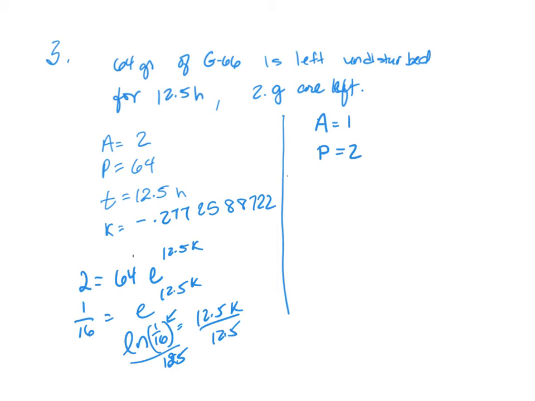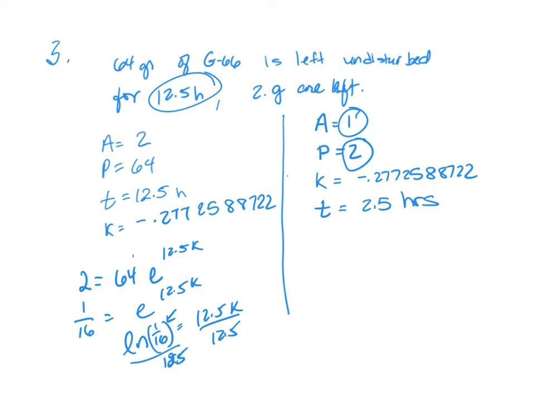So I know K equals the negative 0.277258872, and I need to know the time it takes to go from 2 grams to 1 gram, or 50 grams to 25 grams. Do you see what you're doing? So you use the information they gave you to find the K, and then you use that K to find the half-life. So everybody find the half-life now.